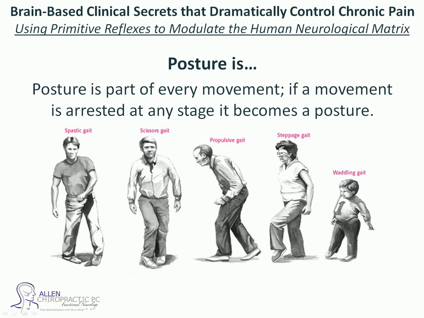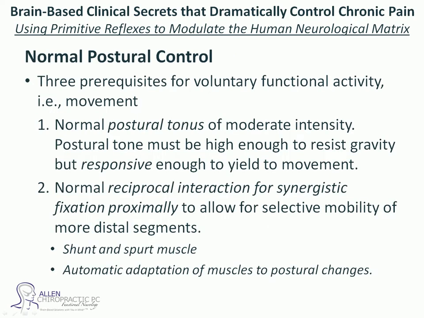Most of them have to do with cerebellar signals, but they can also have to do with cortical and basal ganglion influence as well, all causing a breakdown of primary afferentation to the cord. And you can see that these are not reciprocal, and so they're not consistent with the primary afferents that enter the cord, and they're not normal posture. Normal postural control has 3 requirements. You require normal tonus of moderate intensity.